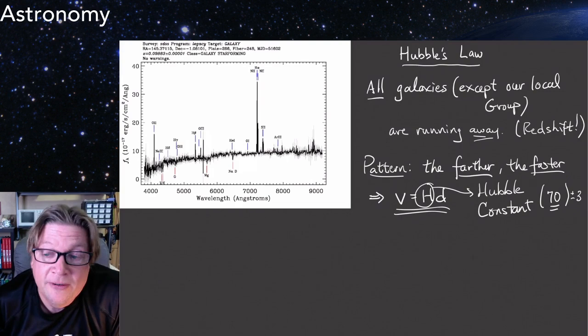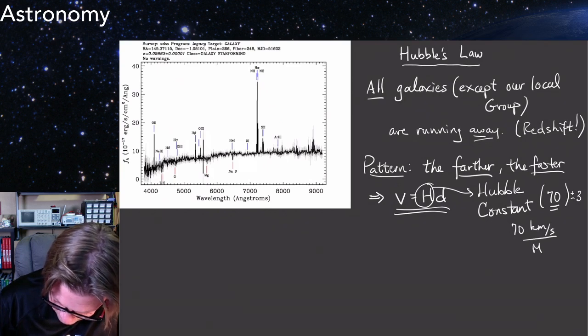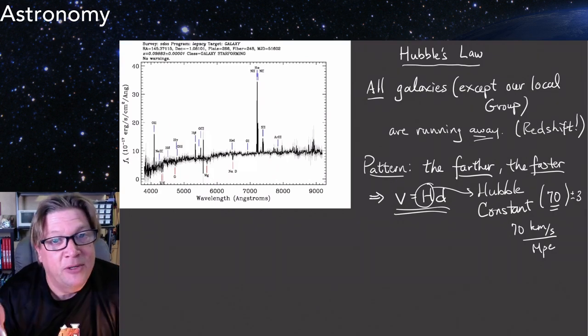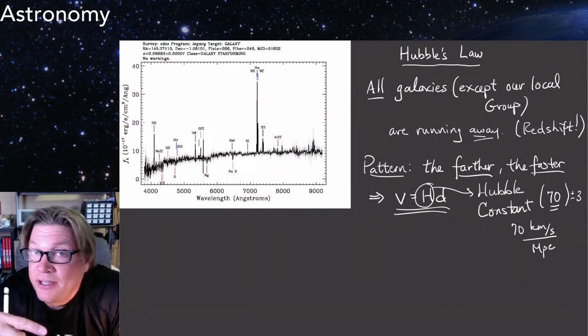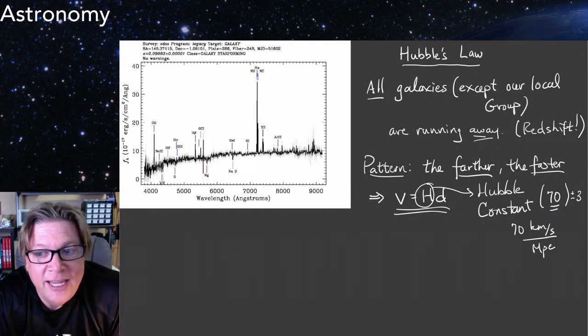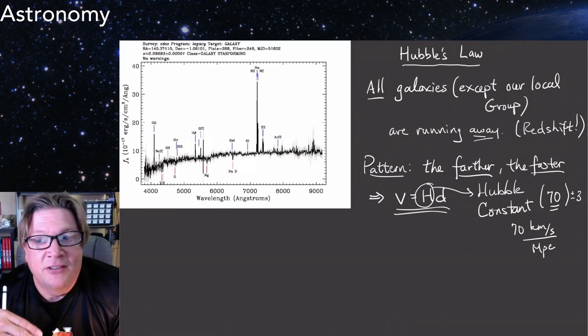Okay, here's how we use it. It's 70 kilometers per second per megaparsec. Remember, a parsec is a typical distance between stars. That's not going to work for galaxies because galaxies are enormous. A typical distance between galaxies is on the order of a megaparsec, like between us and the Andromeda Galaxy.